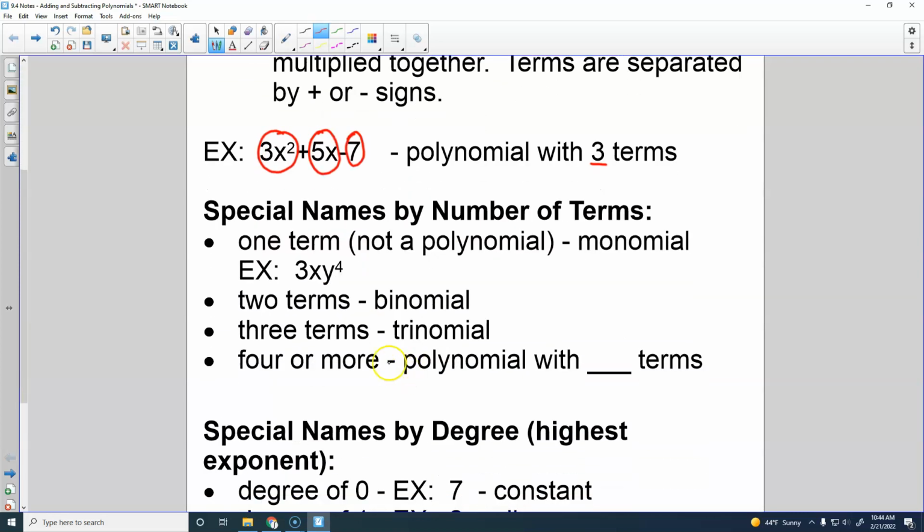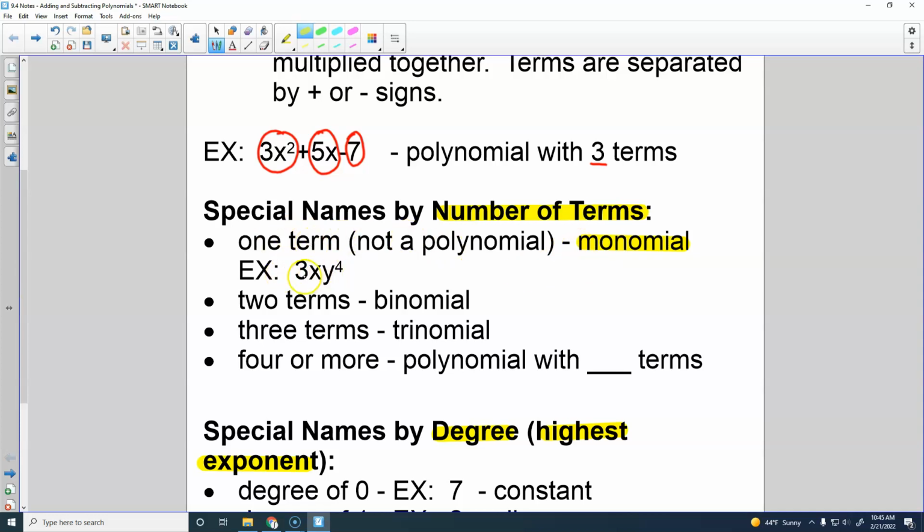So to name these, we are going to name them by their number of terms, right here. And we're also going to name them by degree. And degree is their highest exponent. So these are not too difficult to remember because they use prefixes that you should already be really familiar with. So a monomial right here is something that only has one term. Technically, it is not a polynomial because a polynomial has more than one term. So this is not a polynomial. It is a monomial. The prefix mono means one.